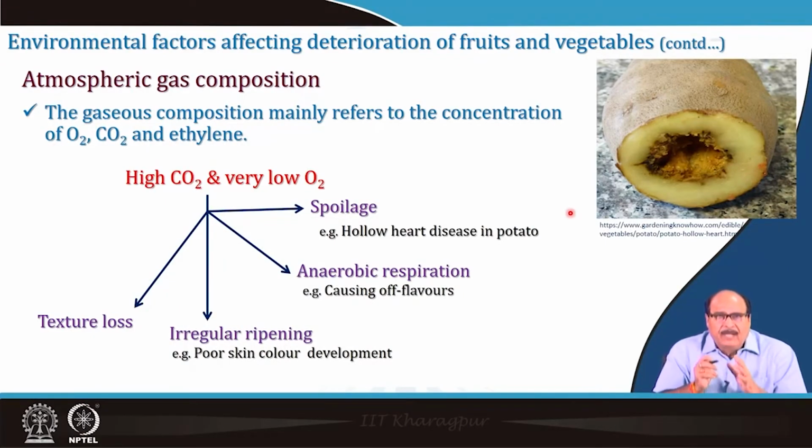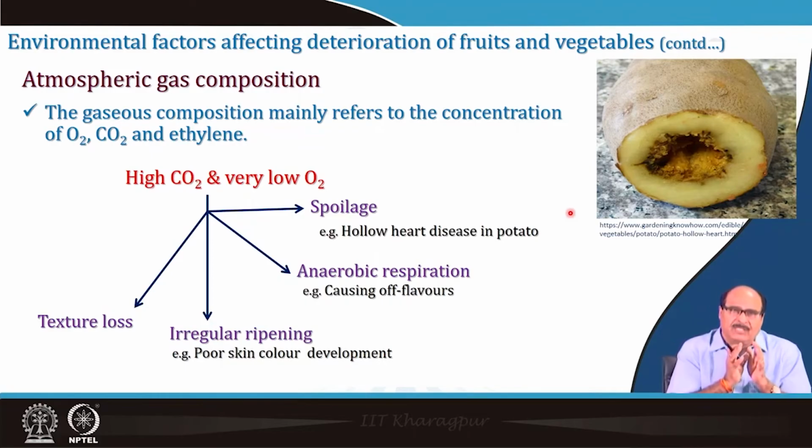Then atmospheric gas composition. The gaseous composition mainly refers to the concentration of oxygen, CO2 and ethylene. This is the basis of CA storage and modified atmosphere packaging. Normally the concentration of CO2 is kept high and the concentration of O2 is kept low, but mind it, it has to be optimum depending upon the produce, depending upon the commodity and its respiratory behavior, as I emphasized earlier also, that every commodity has a specific requirement of O2 and CO2. So there should be a proper balance, and optimum O2 and CO2 should be maintained.